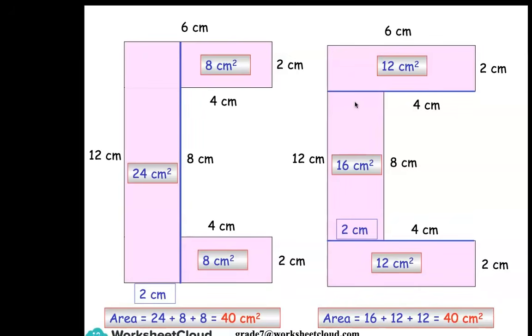So you can split it up how you prefer, whatever's more comfortable for you. Just make sure that you realize you needed to work out that width of 2 centimeters for the vertical rectangle before you do anything else. Okay, so that's area of compound shapes.